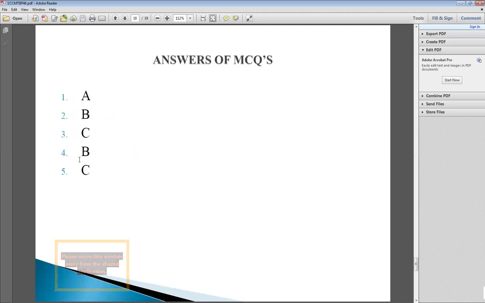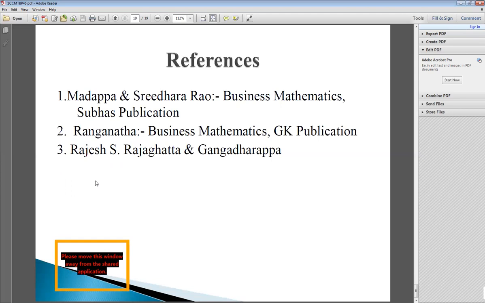At last, we have given the answers for the slides shown in the MCQs. The first answer for the MCQ is A. For the second, it is B. Third one, it is C. Fourth one, it is D. And the fifth one, it is C.